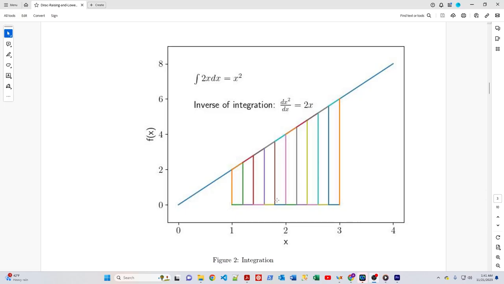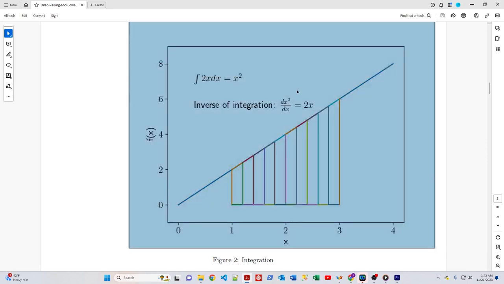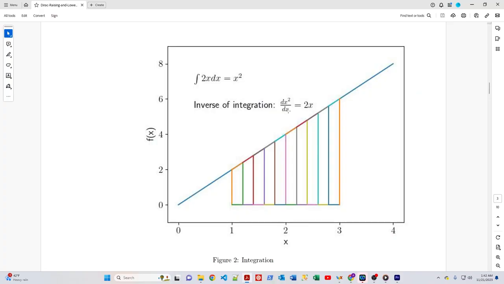Integration is the inverse of taking the derivative, and the derivative is the inverse of taking the integration. They go in opposite directions. So I showed you on the last figure x squared, and I took its derivative and we got 2x. Now going in the other direction, if we have 2x and we integrate it right here, we get x squared. And what it is is the area under the curve.